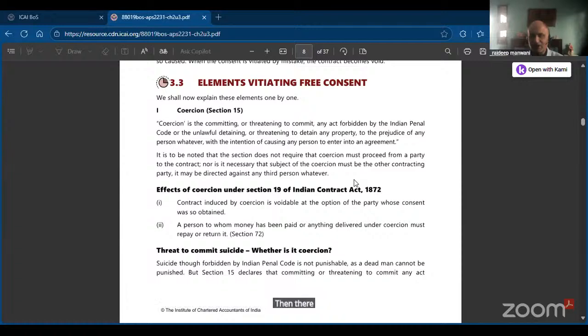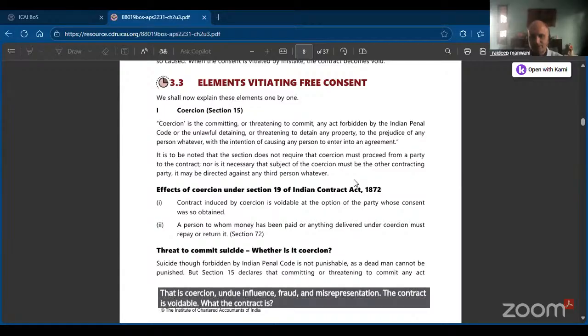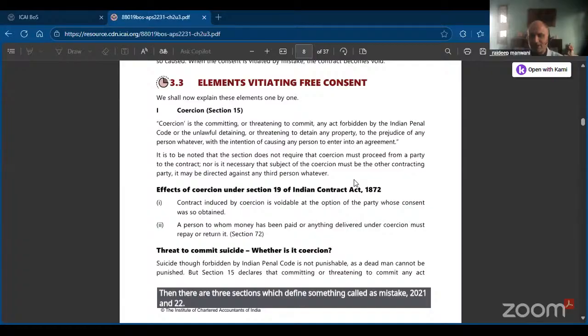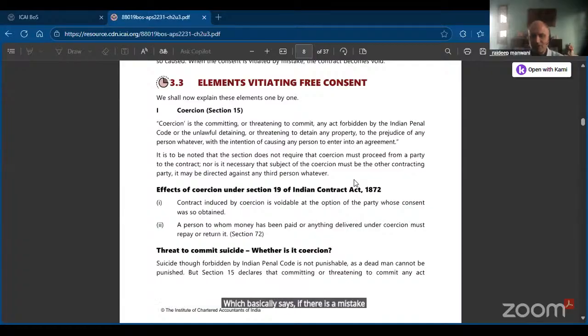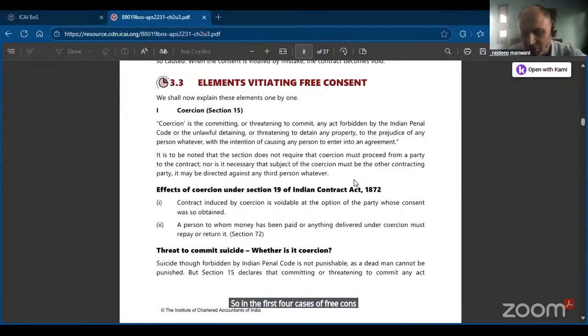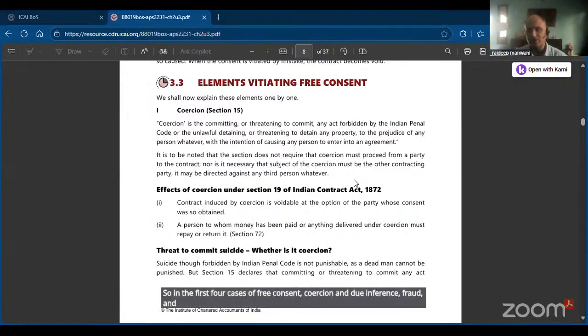Then section 19 tells that in all these first four, that is coercion, undue influence, fraud, and misrepresentation, the contract is voidable. Then there are three sections which define something called mistake, 20, 21, and 22, which basically say if there is a mistake, the contract is void. So in the first four cases of free consent, the contract is voidable.